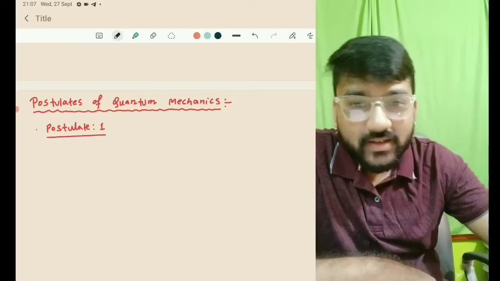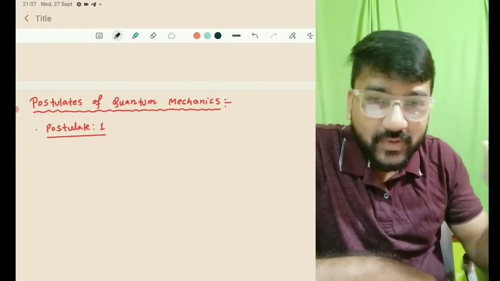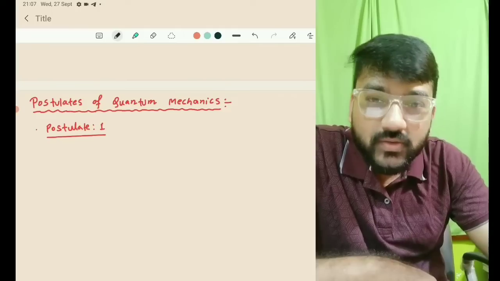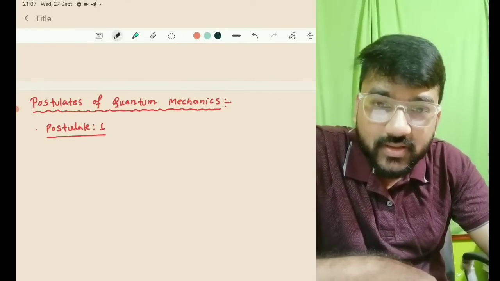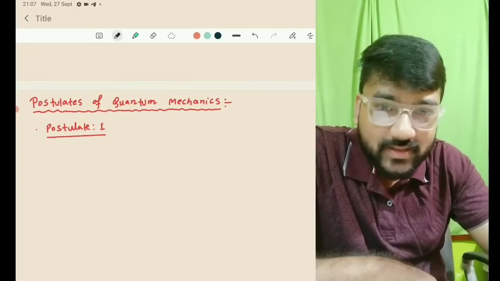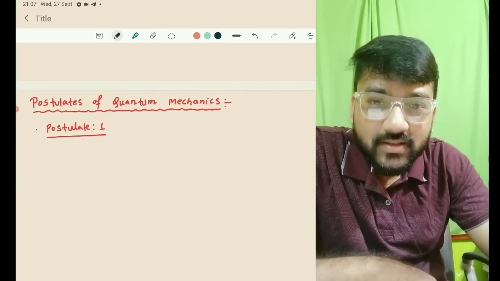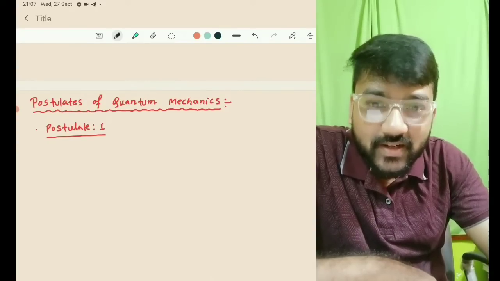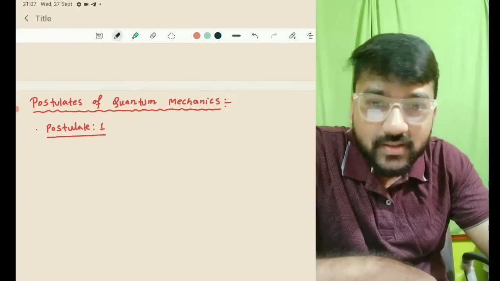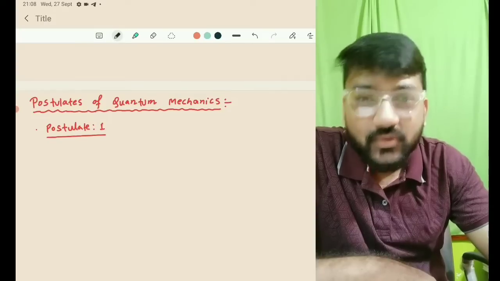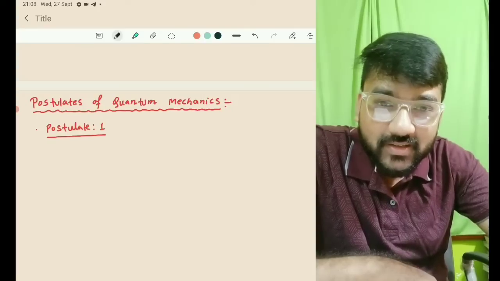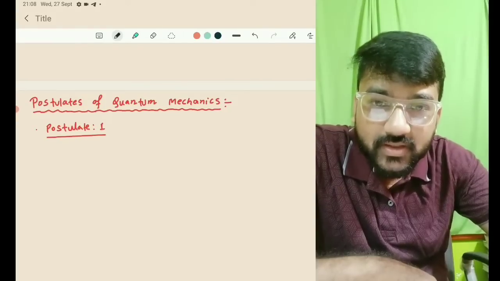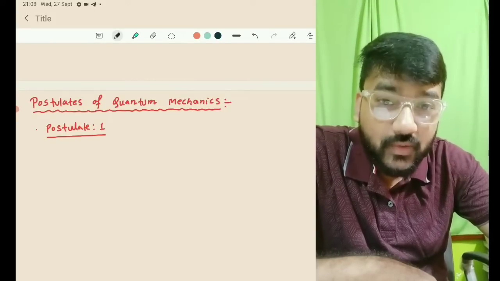So let me tell you about the first postulate. Let me write the first postulate first, then we will explain it. In classical mechanics, you have to define the system at t equal to 0, that is the state of the system. What is the position and momentum of the particle, that is the state. But in quantum mechanics, there is an uncertainty in position and momentum, so we can't define the system at t equal to 0 in the way we have defined in classical mechanics. So here we have to represent the quantum system by a state vector, or a wave function psi.